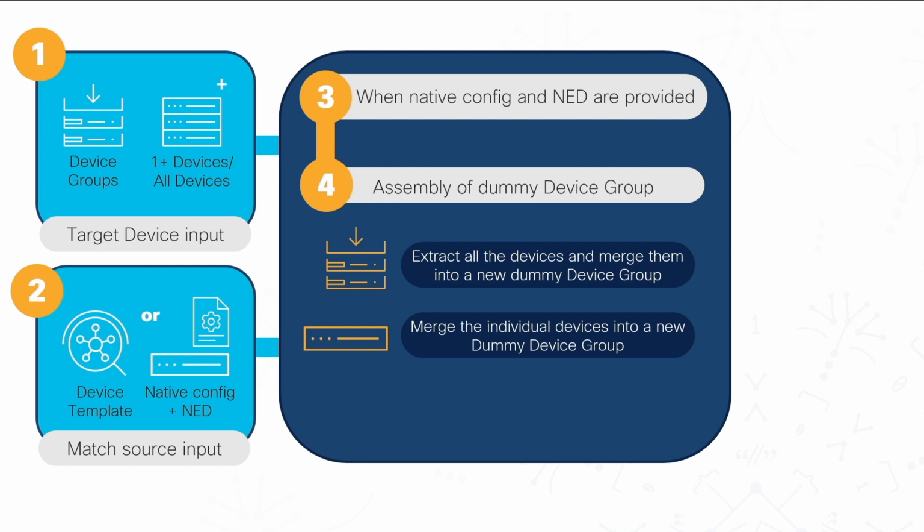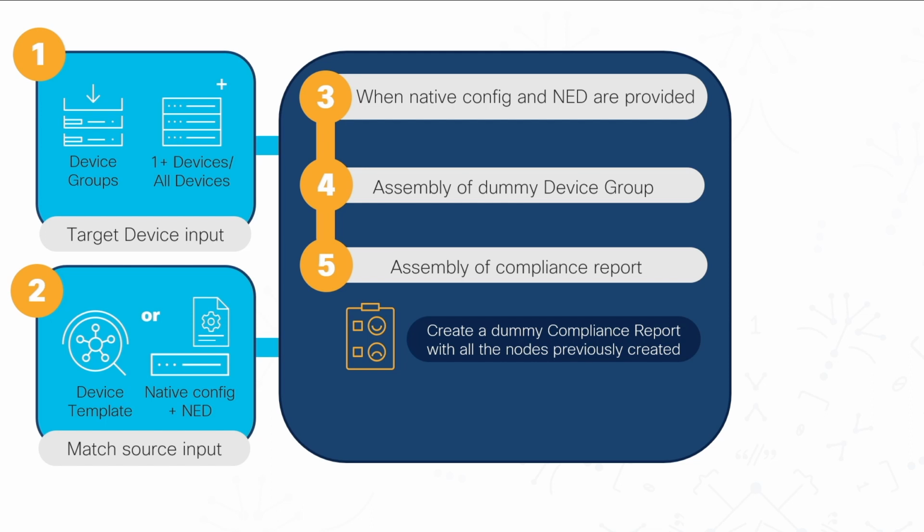Once we have sorted out the configurations, it's time to take our devices. We're going to take our loose devices and all the devices within the one or many device groups that we provided, and merge them under a brand new dummy device group. What happens next? We already have the elements that we need for the compliance report node. So we're going to create a brand new dummy compliance report node using these elements which we just created. And now it's time for the action.